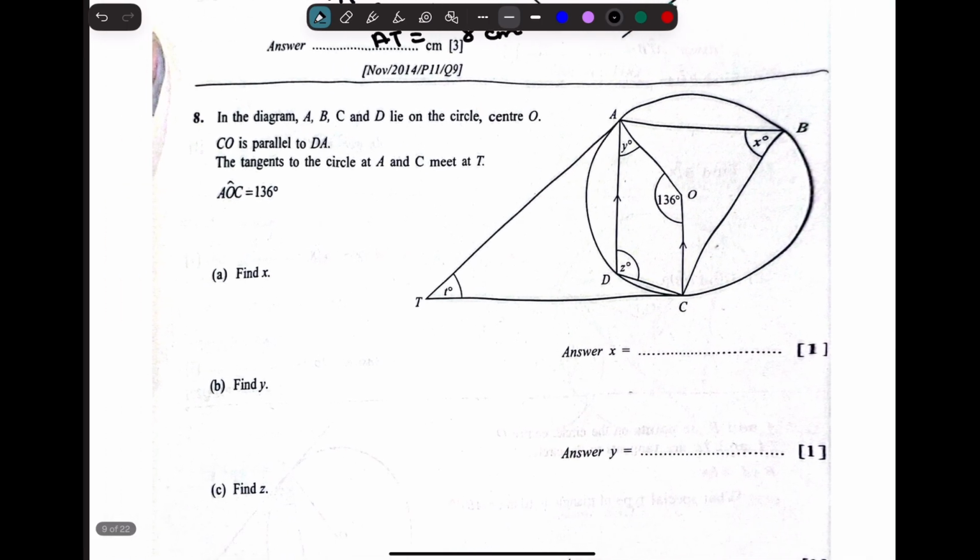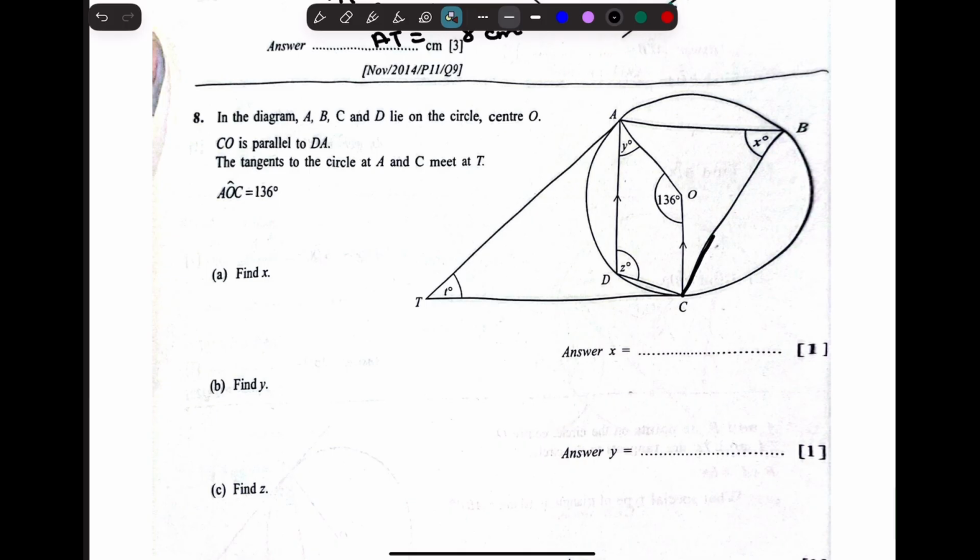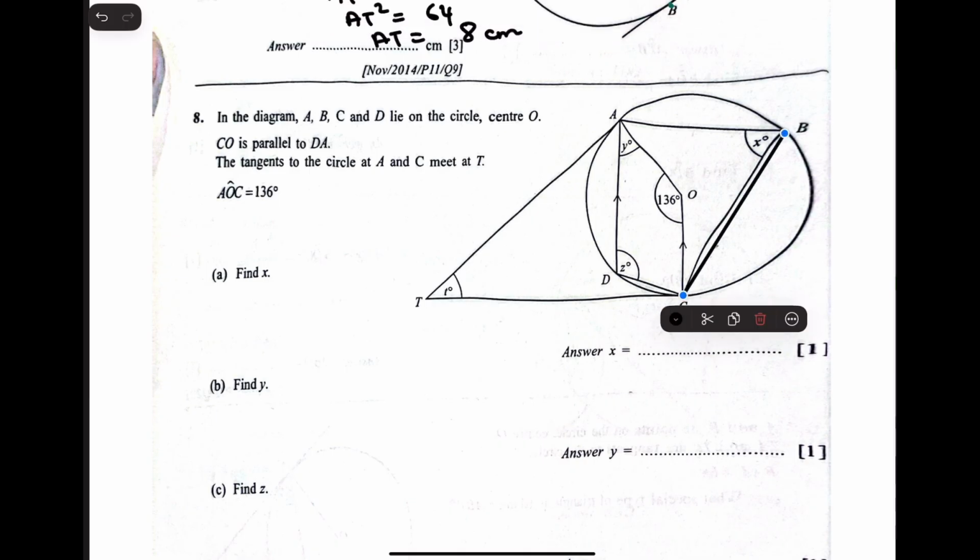Okay, so in the diagram, A, B, C, D lie on a circle. Again, please understand that this is a straight line. There is a problem with the scanning here. So in the diagram, A, B, C, D lie on the circle. So ABCD qualifies as a cyclic quadrilateral. Okay, CO is parallel to AD.